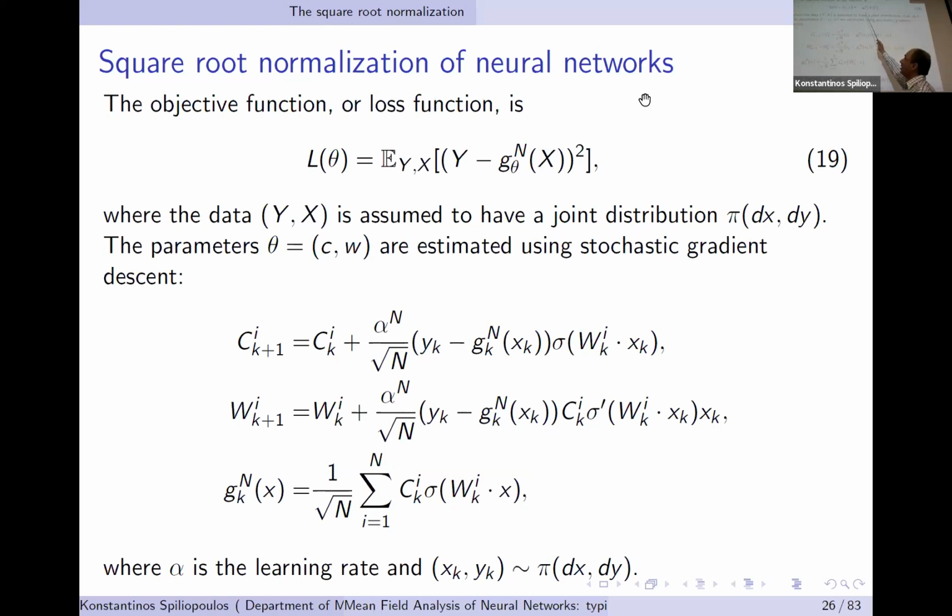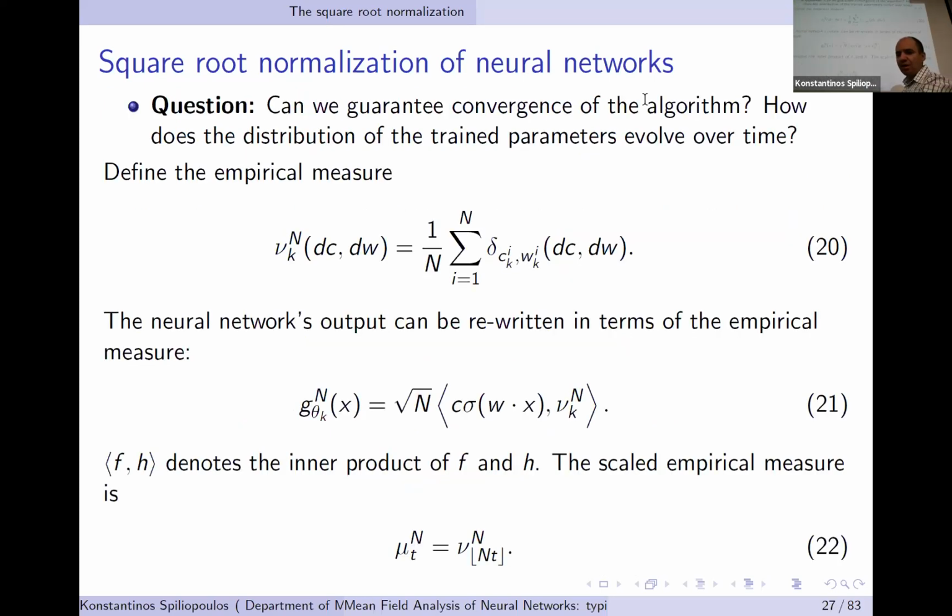So we said, okay, let's do the same game again. This is the regression loss, like the mean square error. These are now the SGD updates. Let me do the same thing as before: the empirical distribution of the parameters.